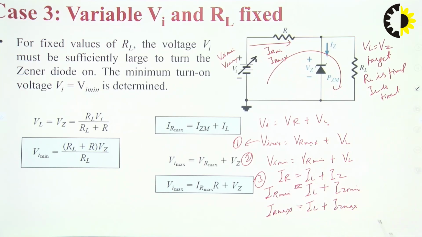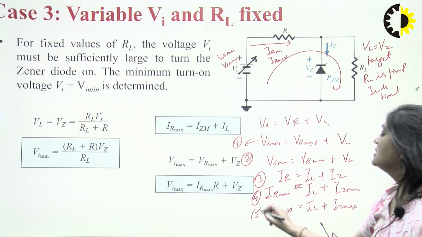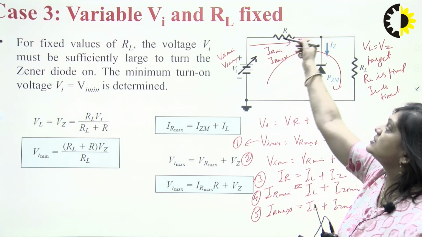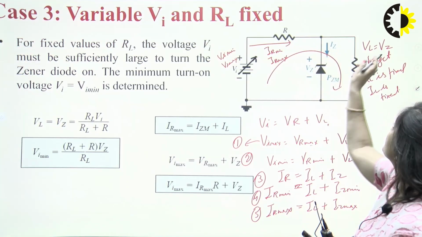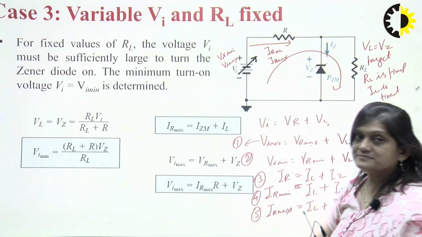And if this is IZ max, this will be IR max. So in this way, we can formulate different equations by using the concept that if Vi minimum is there, IR minimum would be there. If Vi max is there, IR max is there. Here VL is equal to Vz. This is our target. RL is fixed here, so IL will also be fixed here. Only this part will be varying.